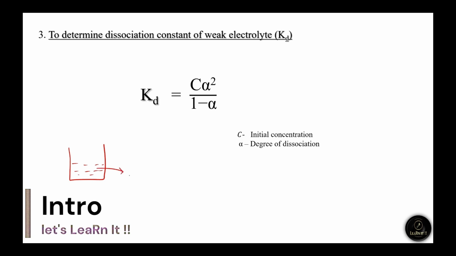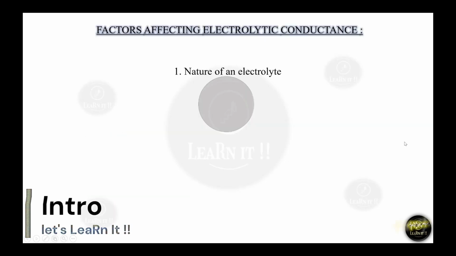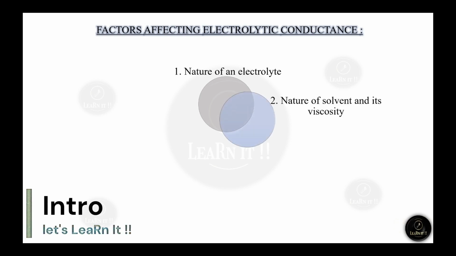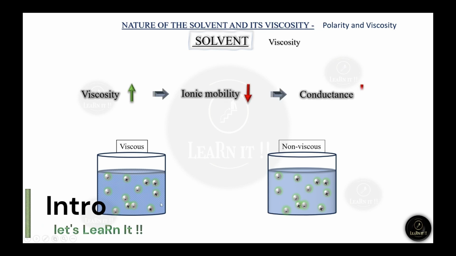Electrolytic cell. Within that, we are looking at the conductance. Within that, we are looking at the electrolytic conductance. K is calculated here. Factors: first one is nature of electrolyte. Second one is nature of solvent and its viscosity. When it increases, ionic mobility or movement decreases. So conductance decreases.